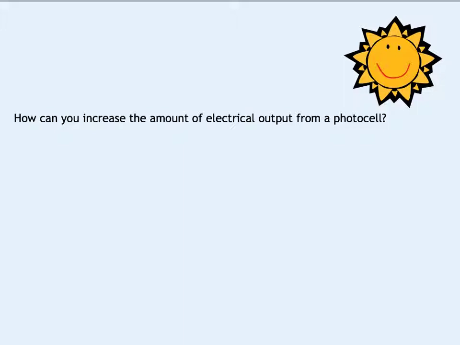Now, you need also to be able to recognise the three methods by which you can increase the amount of electrical output from a photocell, and this is a really common question that is found in exam papers. So have a guess now at the three methods by which you can increase this electrical output, and then I'll give you the answer to that in a minute.